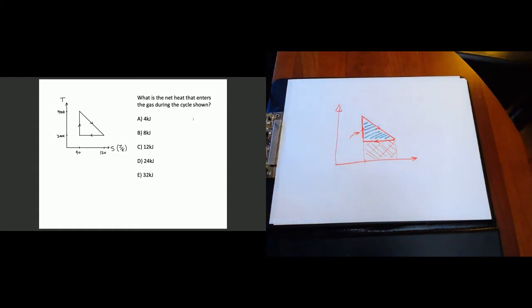Okay, so the area here is equal to half the area of the base of the triangle times the height. And so that ends up being 1/2 times 80 joules per Kelvin times 600 Kelvin, and that gives us 24 kilojoules.